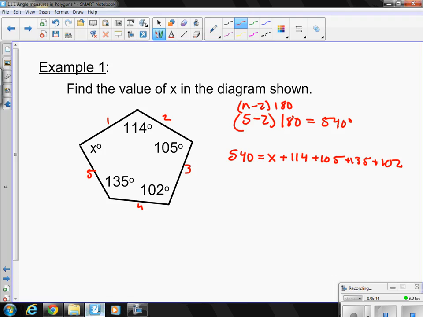A quick, oops, shoot, I think this is about 436. I might be wrong, but if this is 540, then x equals 104 degrees.